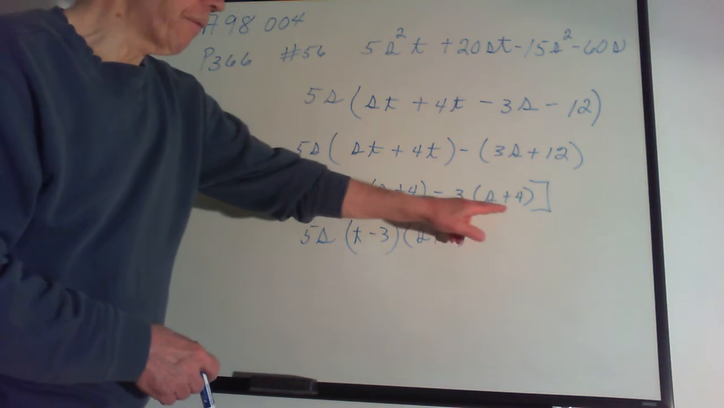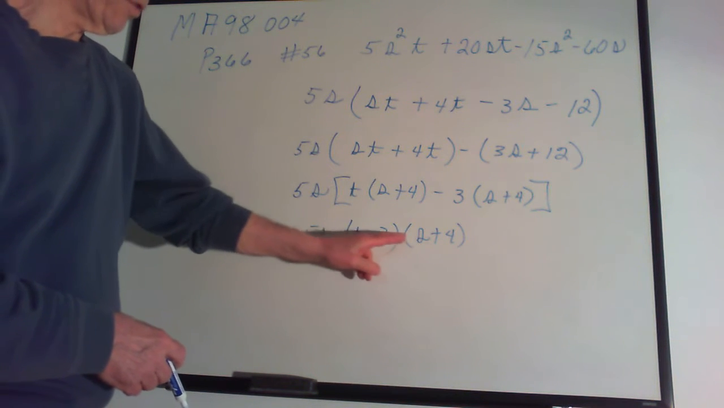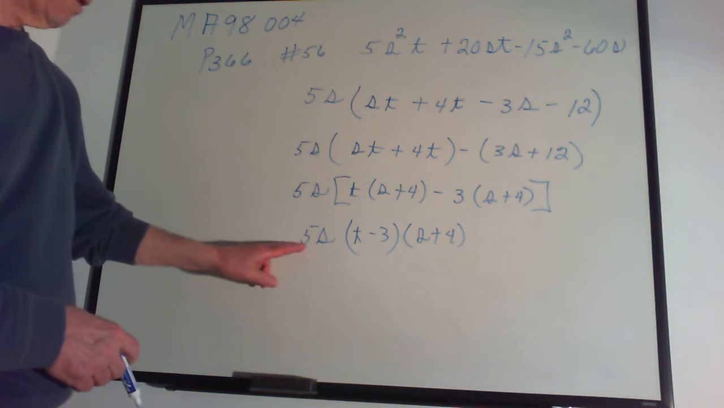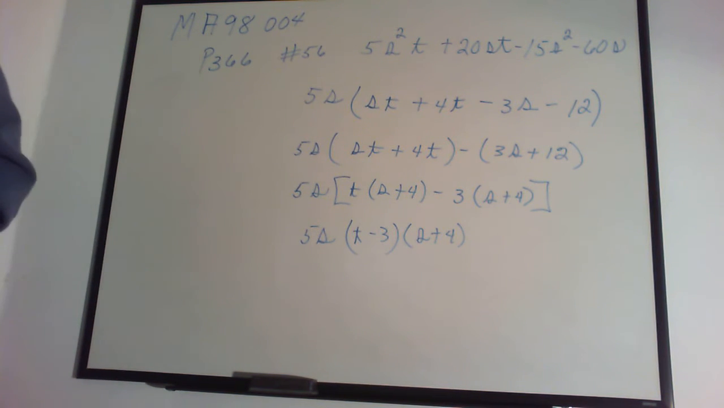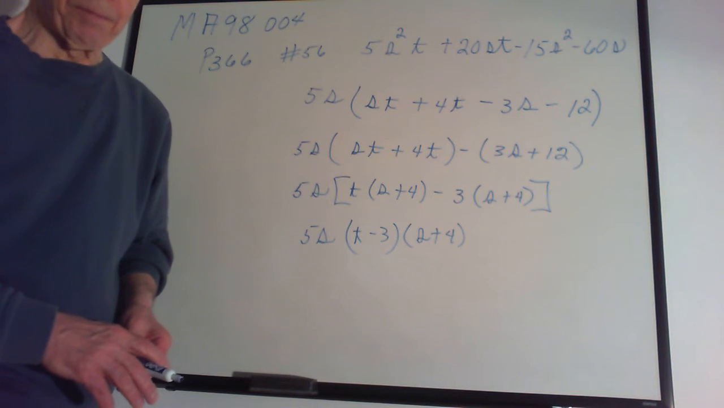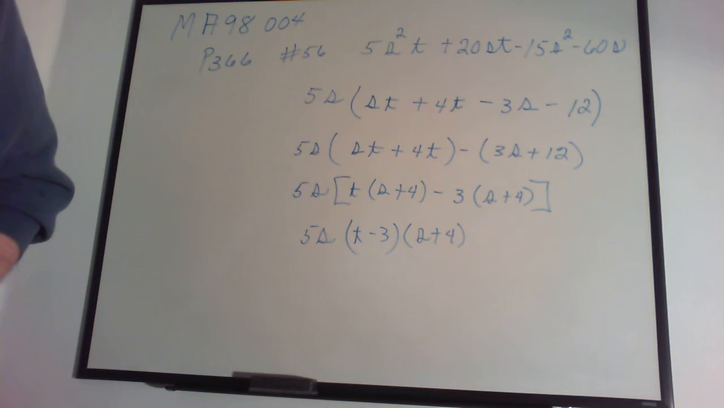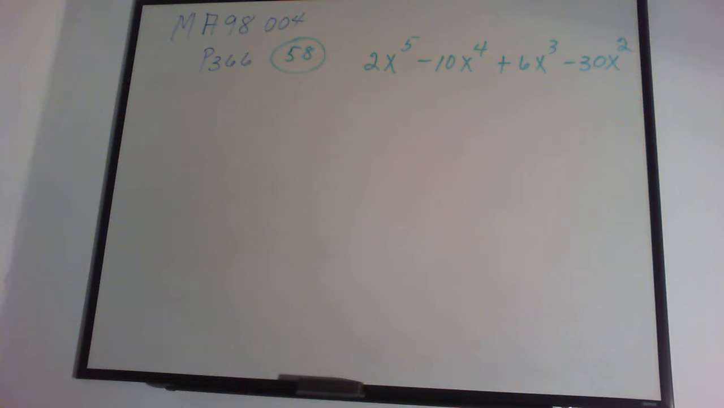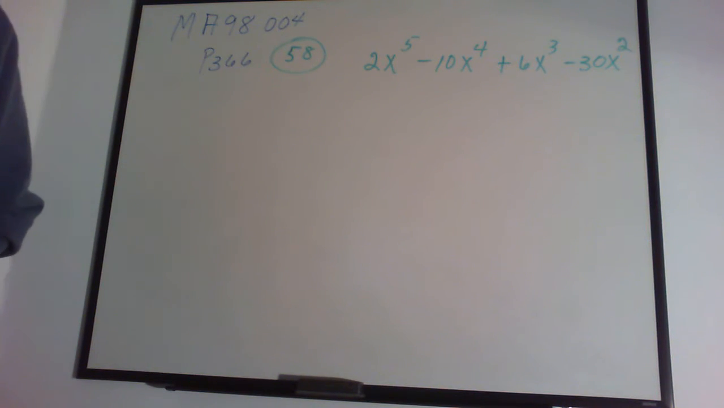So I have a common factor of s plus 4. So it's t minus 3 times s plus 4. Don't forget to bring down the 5s. Okay, try problem number 58. There's problem 58. Give it a try, pause the video.